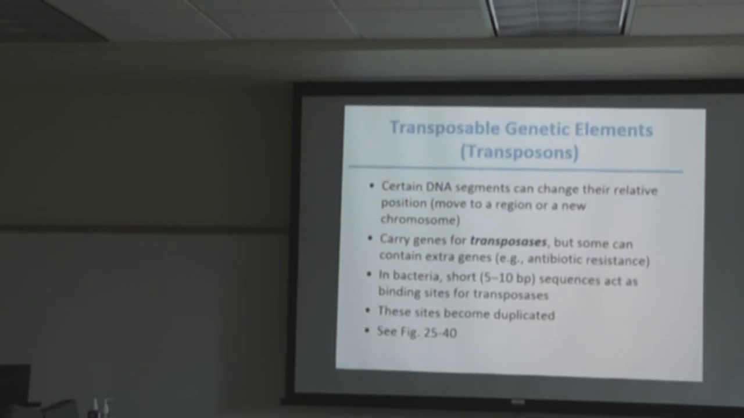And then we have transposable elements, or transposons, which are certain DNA segments that can change position, moving to a region or a new chromosome where there are specific sequences. And these carry genes for transposases, but some can contain extra genes such as antibiotic resistance and so forth.